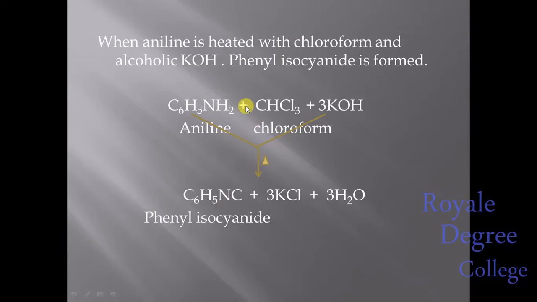And another product is 3 moles of potassium hydroxide reacting with 3 chlorine, and we are getting 3 moles of potassium chloride. And another side product is 3 moles of water.